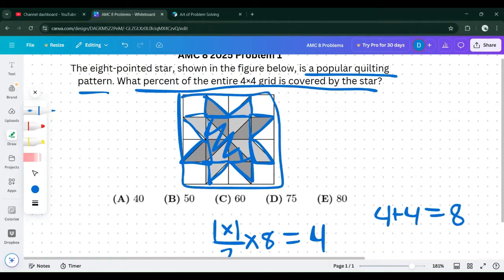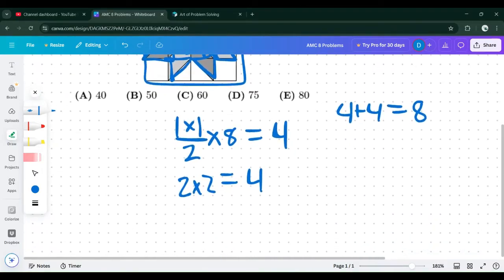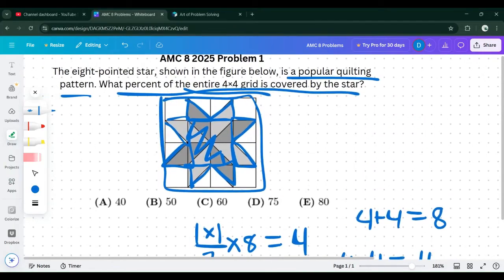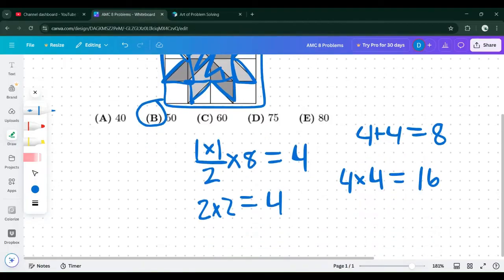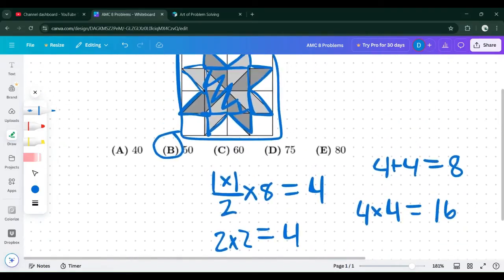It's asking for the percentage of the entire 4x4 grid. So the 4x4 grid obviously has an area of 16, since 4 times 4 is equal to 16. So it's asking the percent. That's 50% because it's 8 over 16, which is 1/2 or 50%. Now we're going to move on to problem 2.